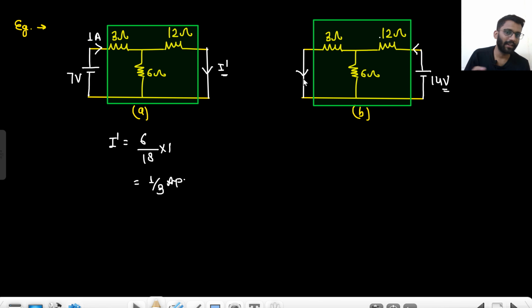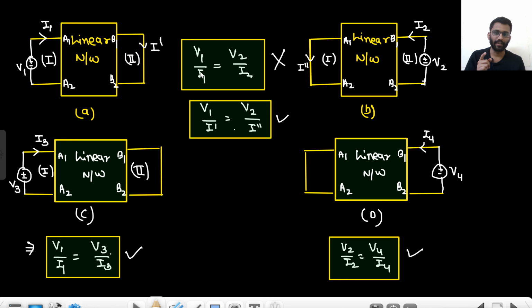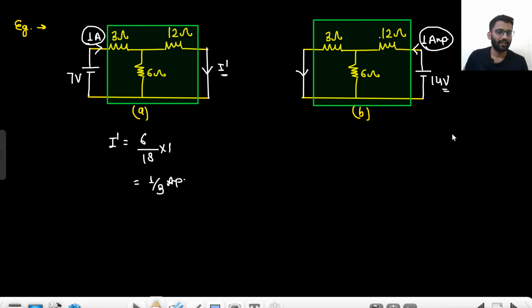Now if I am applying 14 volt here, what will be the current here? 7 volt will give me 1 by 3 ampere, so 14 volt will give me 2 by 3 ampere. And let's find out. 6 and 3 will give me 2. 2 plus 12, 14. That means 1 ampere. Here as well I am having 1 ampere current. This current and this current are not the same. So V1 by I1 is not equal to V2 by I2. That is proved here, right.